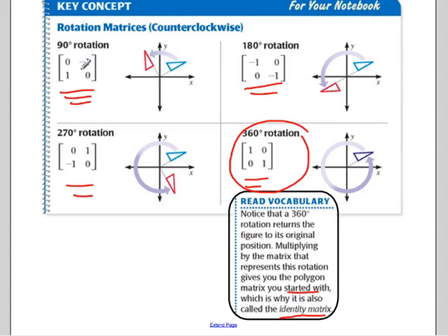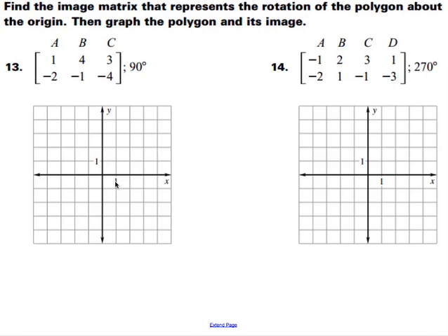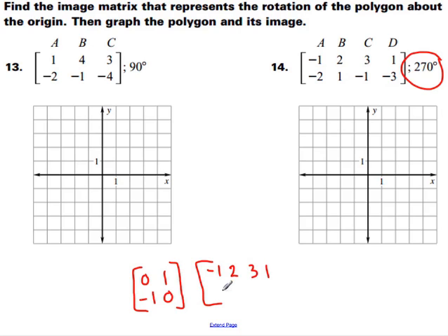Remember, when you multiply these, you always put these rotation matrices first and the polygon matrix second. Let's try number 14 just for fun. 270-degree rotation. That means I'm going to write this over here. We will use this guy: 0, 1, negative 1, 0. That's the 270-degree rotation. We'll multiply this by negative 1, 2, 3, 1, negative 2, 1, negative 1, negative 3. That's our polygon matrix from up here.